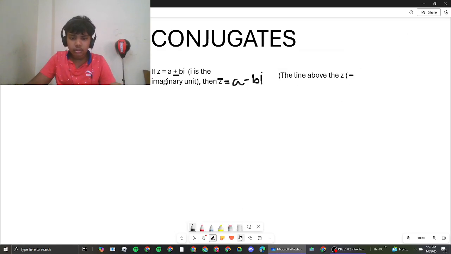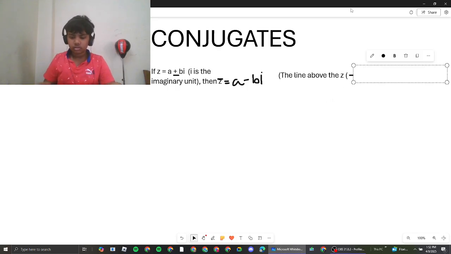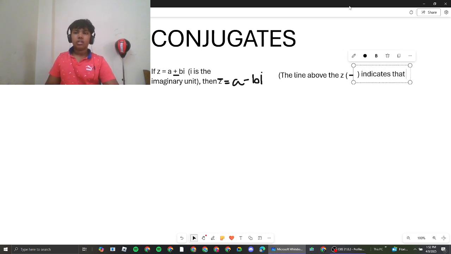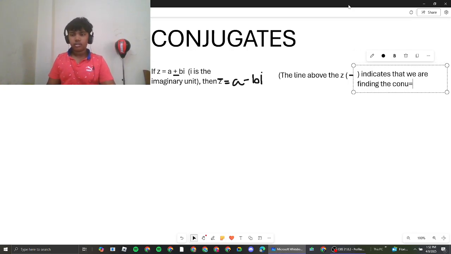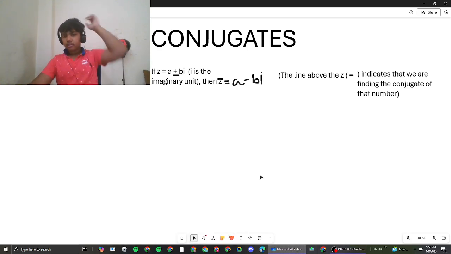The line above the z indicates that we are finding the conjugate. So that's what the line above means. I just want to clarify that.